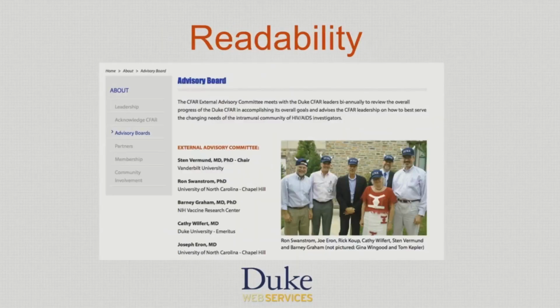We also tried to focus on making the site more readable. The old site and a lot of old sites are just one giant wall of text, and it's really hard to read and to find what you're looking for. But these pages are easier to scan, and CFAR staff has done a really great job of using bullet points, using different fonts, and breaking up the page a little bit so you can find exactly what you're looking for.